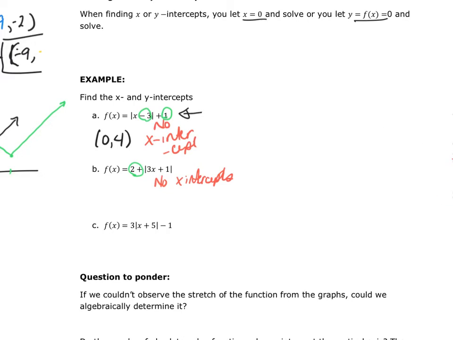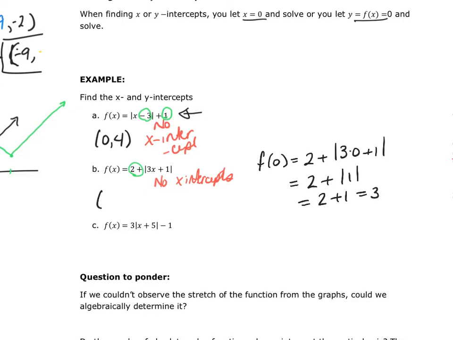So with our y-intercept, what we're going to do is say, okay, let f of 0 equal 2 plus the absolute value of 3 multiplied by 0 plus 1. This is going to be 2 plus the absolute value of 1. So this is going to be 2 plus 1, or in other words, 3. So my y-intercept is (0, 3). And I could do that by also graphing it.